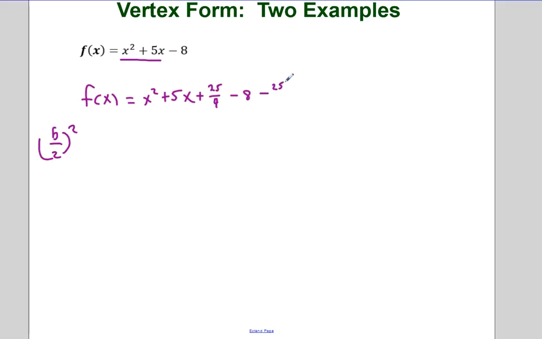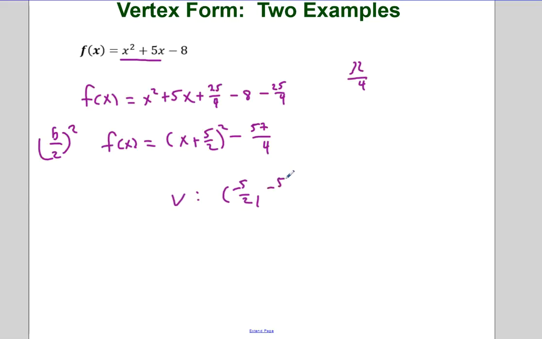25 fourths right here. Now the whole reason we did this is because this is a perfect square trinomial, which allows us to factor into the binomial of x plus 5 halves, squared. And 8 is just another fancy way of writing 32 over 4. So that's 32 minus 25. That's 57 over 4. So that gives me my vertex of negative 5 halves and negative 57 fourths.